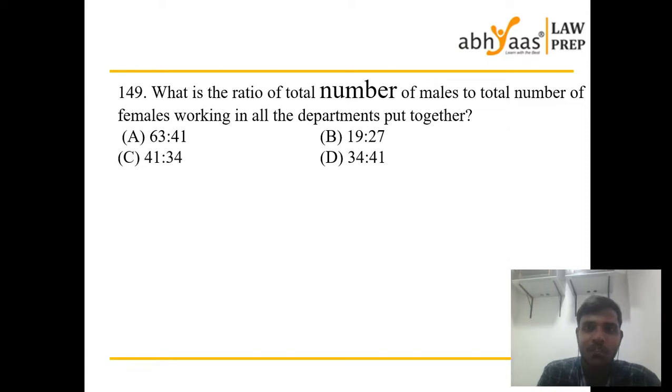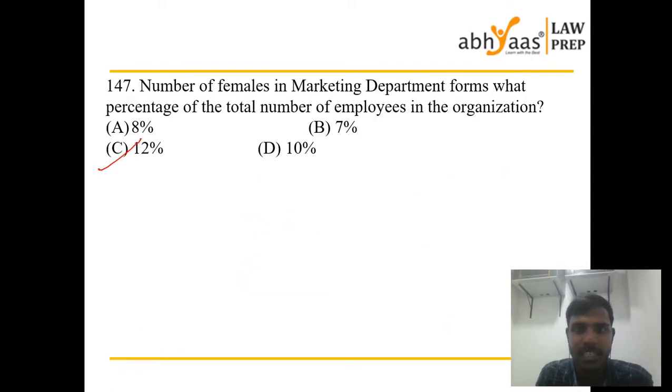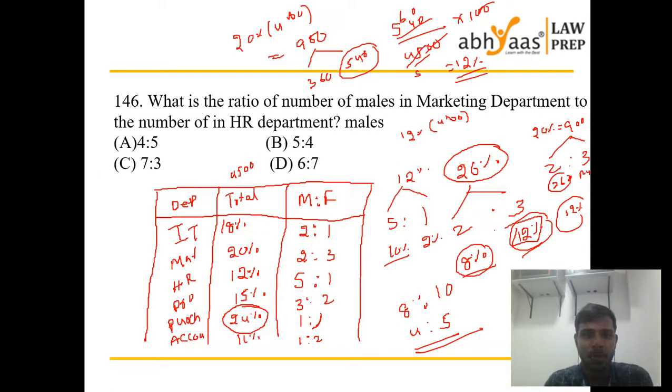what is the ratio of total number of males to the total number of females working in all the departments together? Okay. For this question, we have to do the full calculations, because we have to find the total number of males and females. First I'll try to find out how many males are there, how many females are there. In IT department, I'm taking only males first. In 18 percentage, male to female ratio is 2 is to 1, right? That means males are 3 6s are 18, 12 percentage are males here.